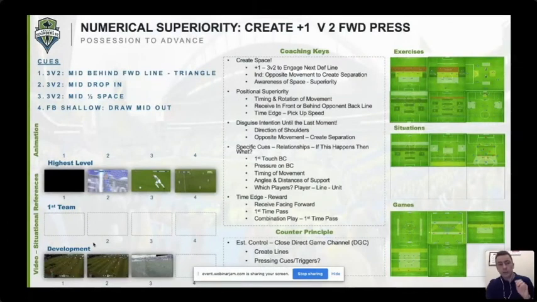So the third game cue, we talk about the 3 versus 2. This one is the midfielder going into the half space. So the half space is the space that we talk about to the outside of the line of the 2.